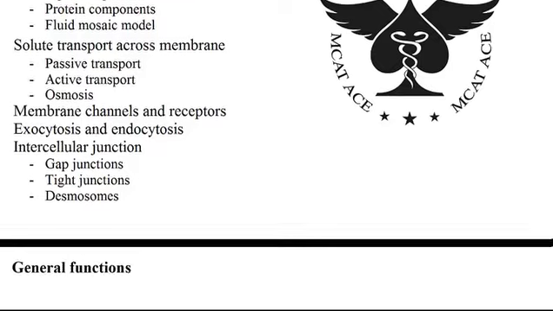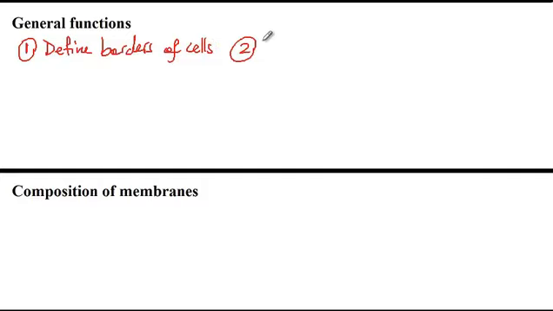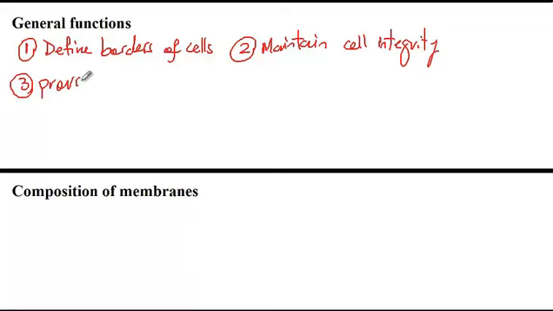Alright, so starting with the general functions of the cell membrane. So the first obvious function of the cell membrane is to define borders of cells. And then of course, because now there is a membrane around the cell, it will help maintain the cell integrity. It will provide selective permeability for the passage of molecules inside and outside the cell.